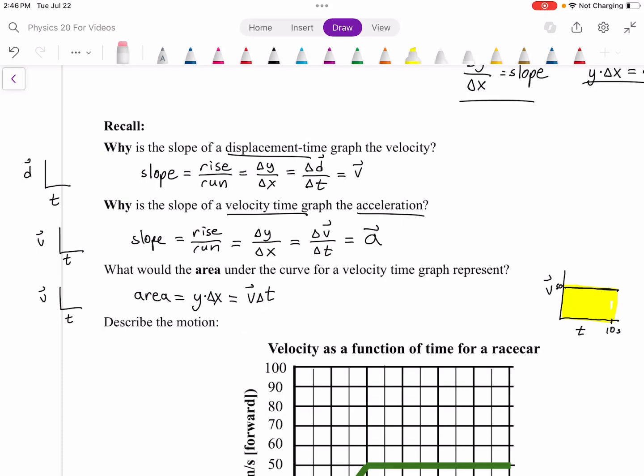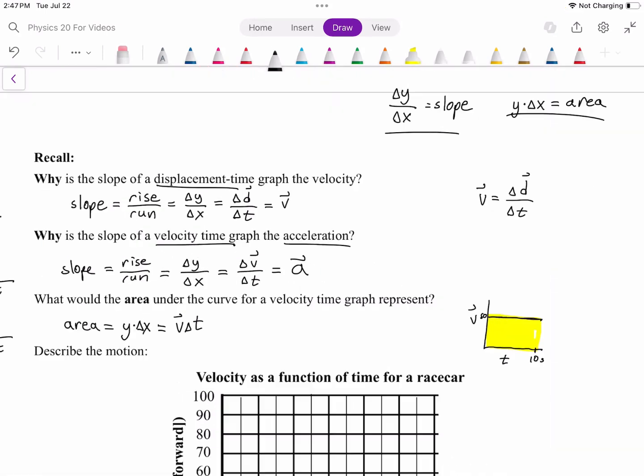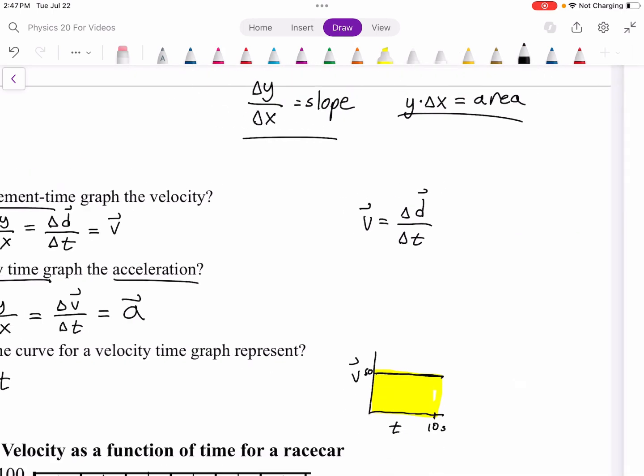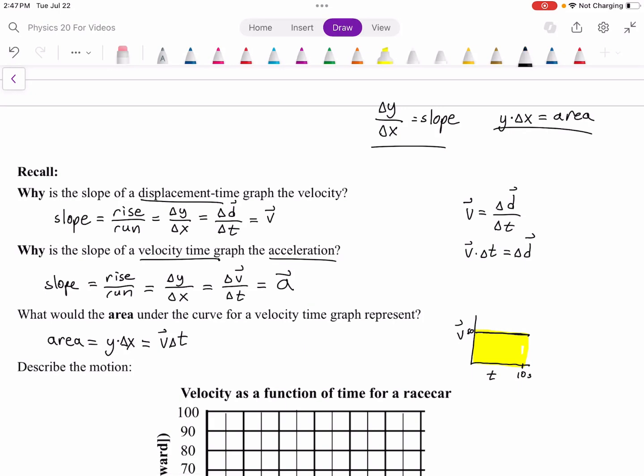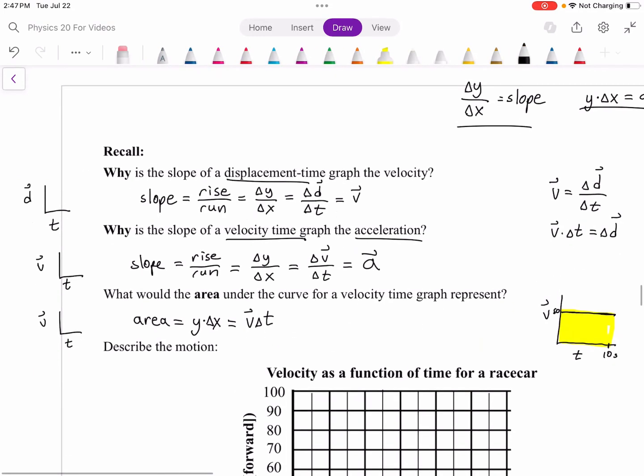And we can also relate it to the equation itself. So over here we can see velocity we know is equal to the change in displacement over the change in time. So if I rearrange this, velocity times the change in time, I get the displacement, right? Again, makes a ton of sense. How far was it going each second, right? That's its velocity, times the number of seconds it was doing that. So the area of a velocity time graph should give us its displacement.